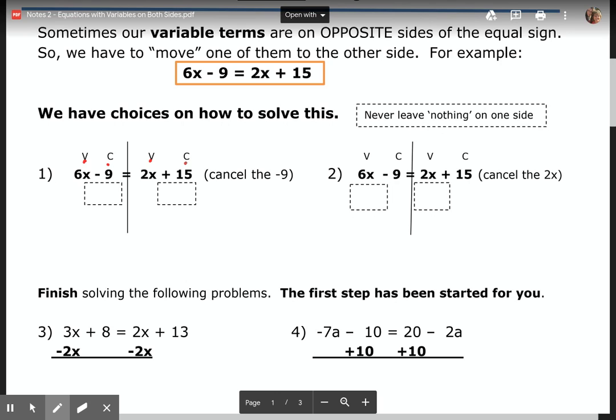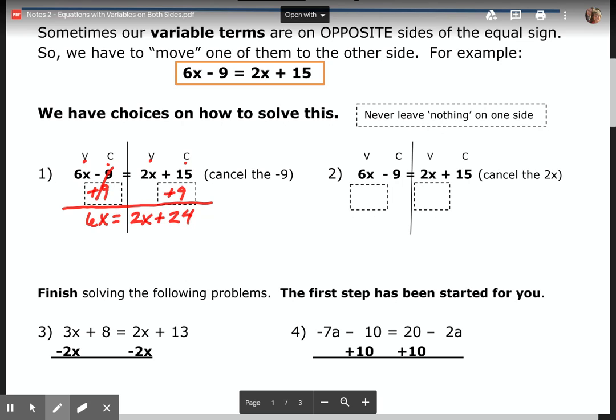So since I'm balanced, I can basically do anything. So I'm just going to say, let's go ahead and cancel out the negative 9. So the inverse of a negative 9 would be a positive 9 right here. And whatever you do to one side, you do to the other. I'm going to draw this out. This will cancel out. So I'm going to bring down my 6x equals 2x plus 15 plus 9 is 24.